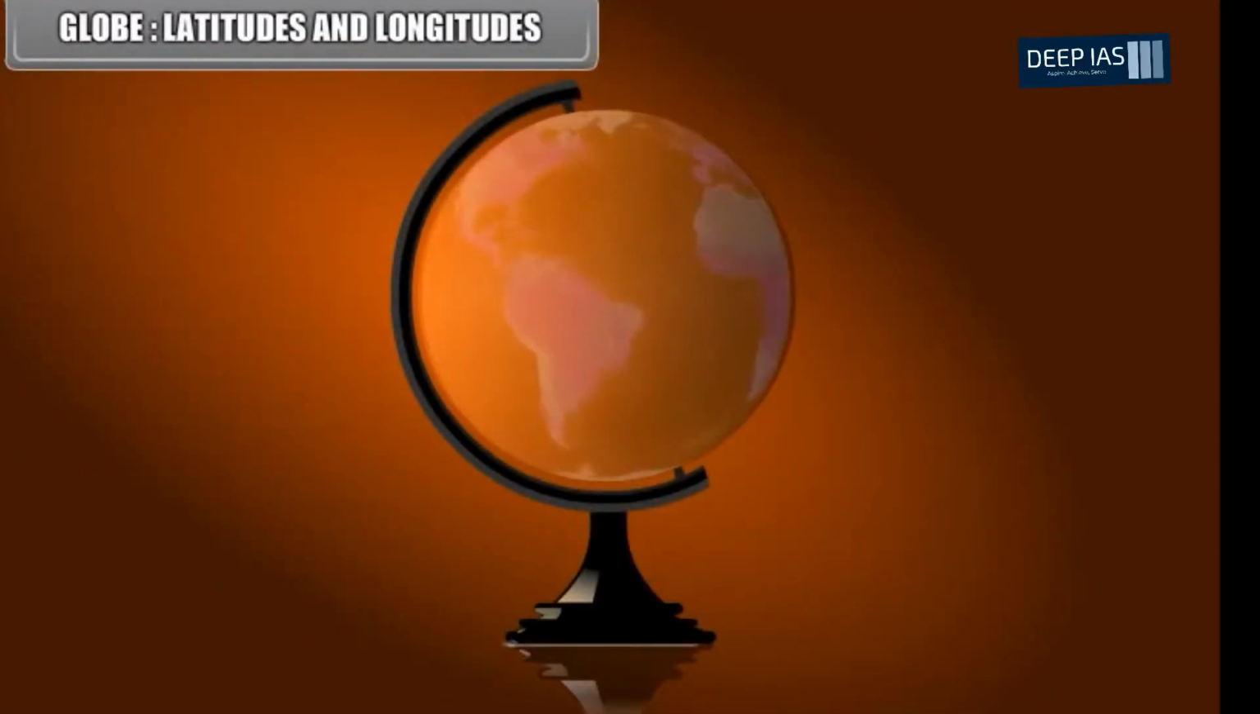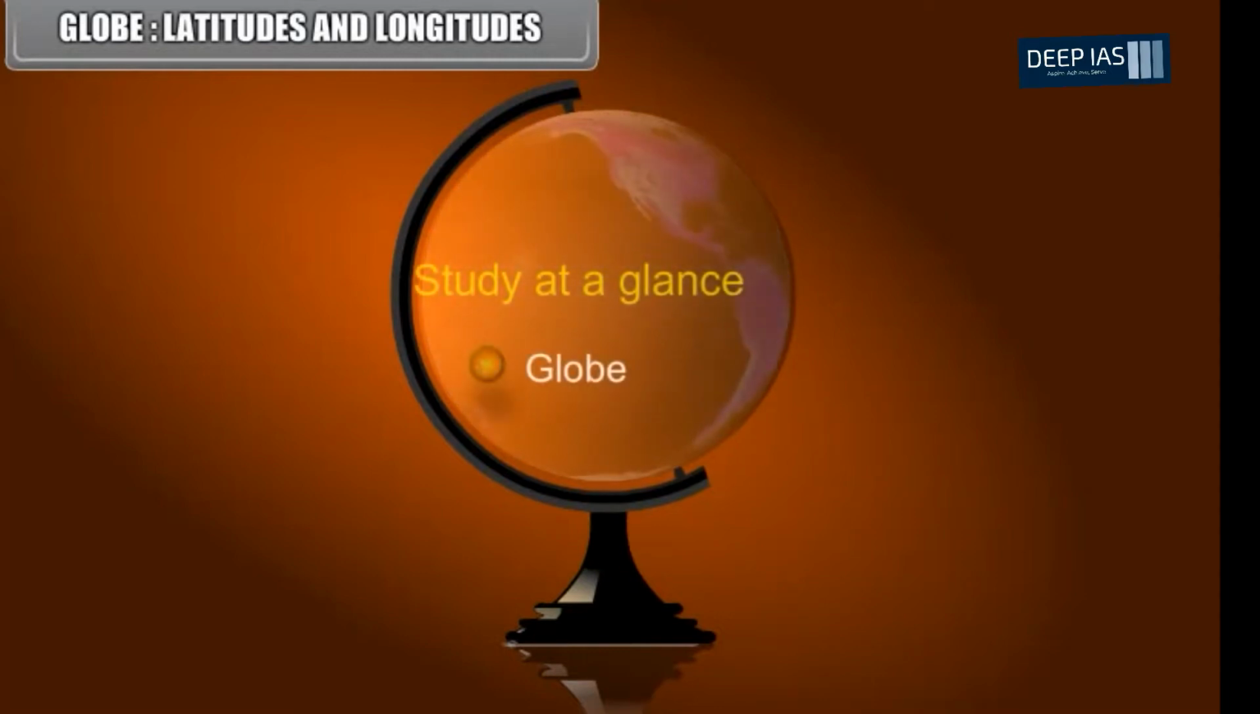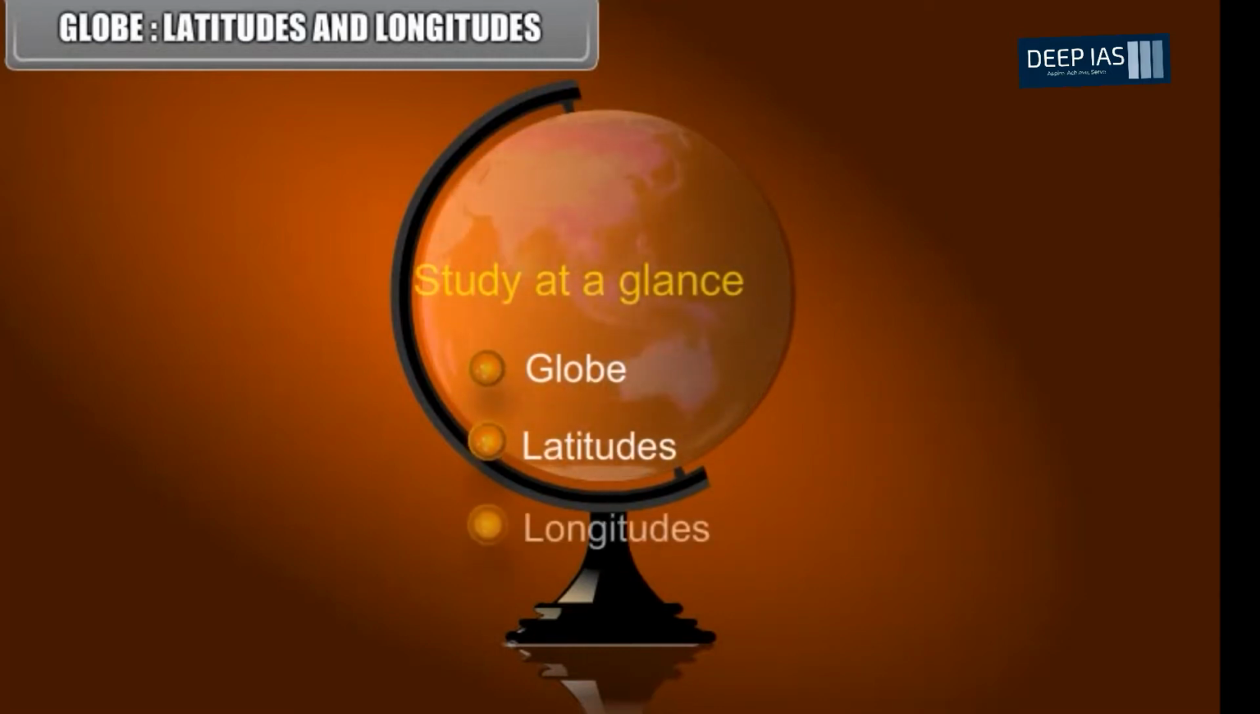Globe, latitudes and longitudes. It is believed that the Earth is spherical in shape. The most suitable way of representing the Earth as a whole is by a globe. A globe is a model of the Earth on a small size. The globe is mounted on an axis so that it can rotate freely. Study at a glance: globe, latitudes, longitudes.